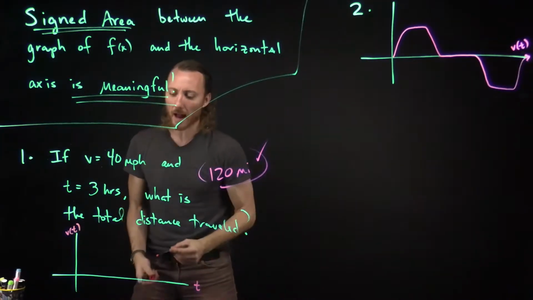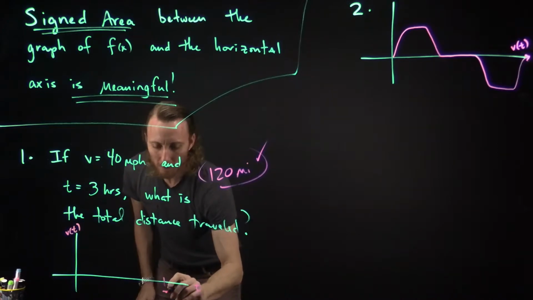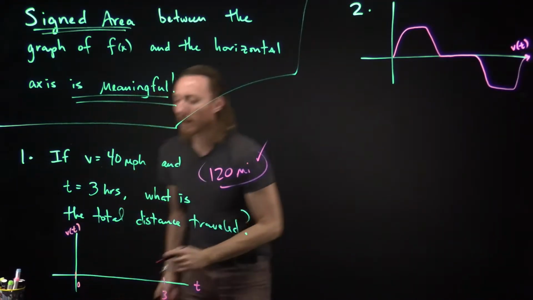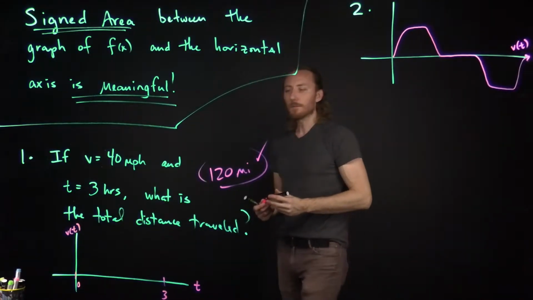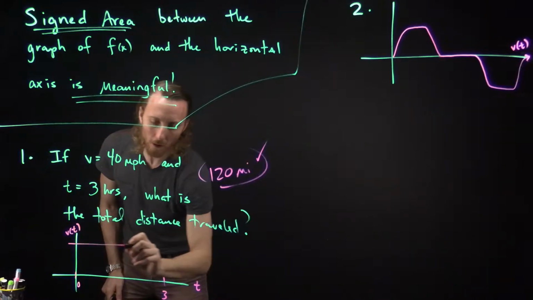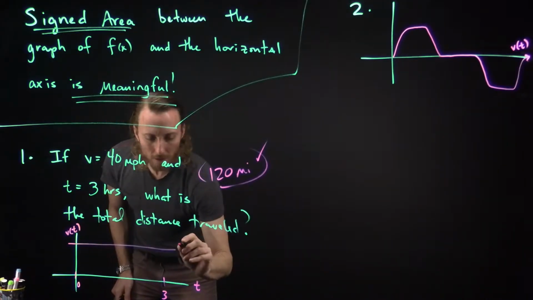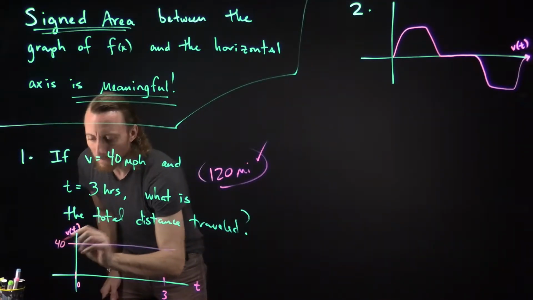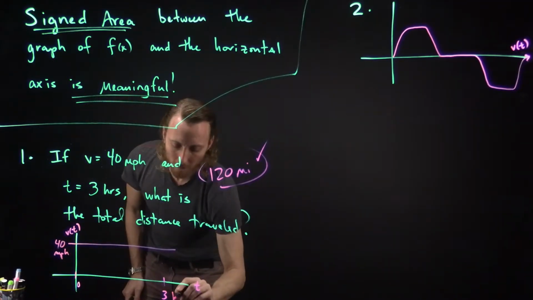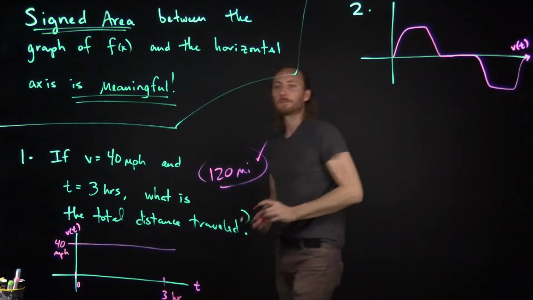Time is going to be measured in hours. So for this picture, we're looking between, I suppose, 0 and 3 for time. And what is velocity? Well, velocity is just 40 miles per hour all the way across. So here is that up at 40 miles per hour, and here going from 0 to 3 hours.